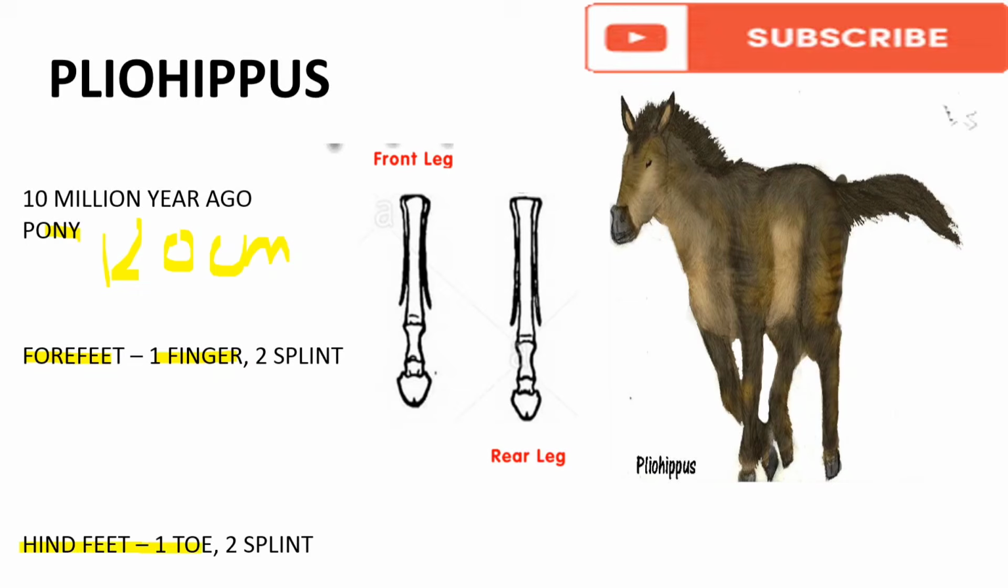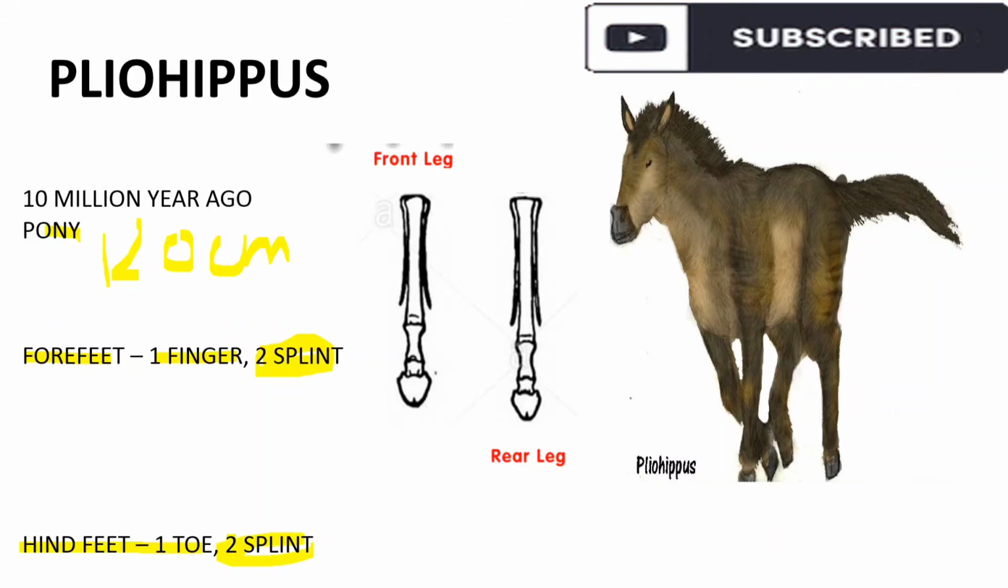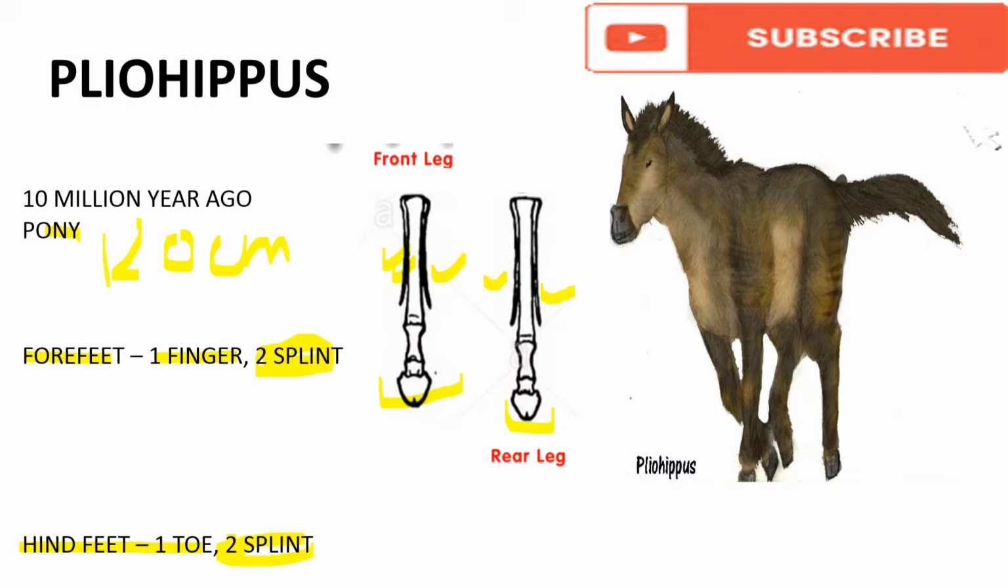So the two fingers that you were seeing in the previous horse have now become splint, and the two toes also become splint. So only the middle finger and the middle toe have grown broader and the rest of the fingers have been lost, and the two fingers have become splint, and here the two toes have become splint. As you can see in the previous case, the three were long but now the two have become splint. Next horse is Equus.